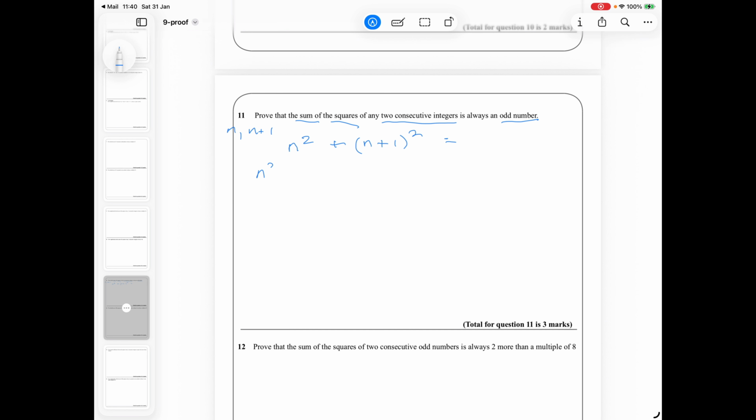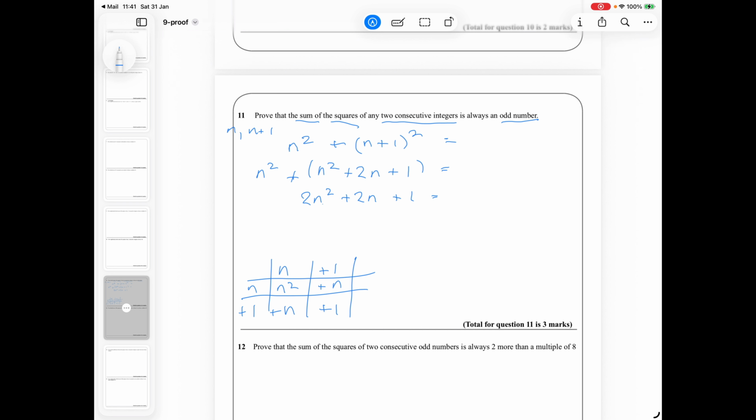So that would be n squared, and we'll expand (n plus 1)(n plus 1), multiplying these, so we get n squared plus n plus 1. Oh, I can see why it's going to be odd in a second. So that's n squared plus 2n plus 1. So that equals 2n squared plus 2n plus 1.